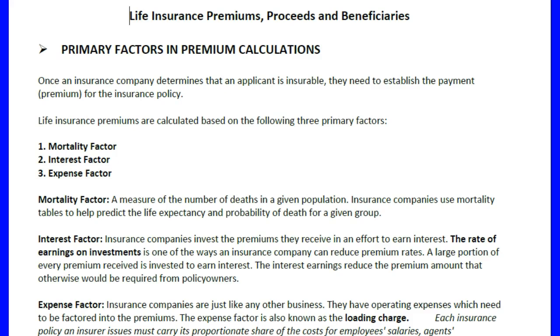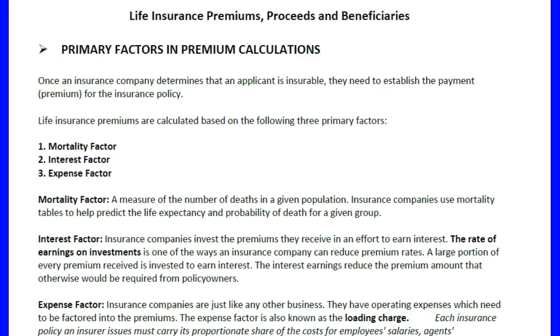Preparation for general lines, life and accident and health insurance license. Let's talk really quickly, short Cliffs Notes, about life insurance premiums, proceeds, and beneficiaries. So let's talk about primary factors in premium calculations.